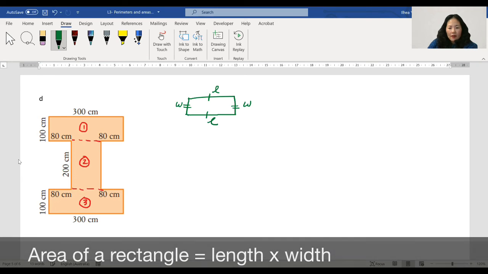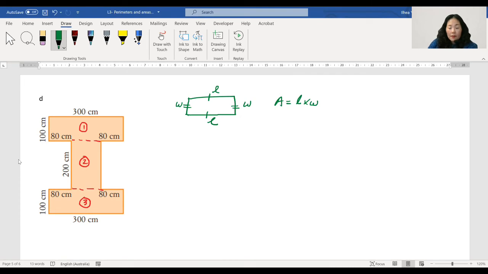So my area for a rectangle is L times width. And perimeter, this is another one we're going to find. Perimeter will be L plus width plus L plus width. So literally it's going to be 2L plus 2W. We're going to use that later.